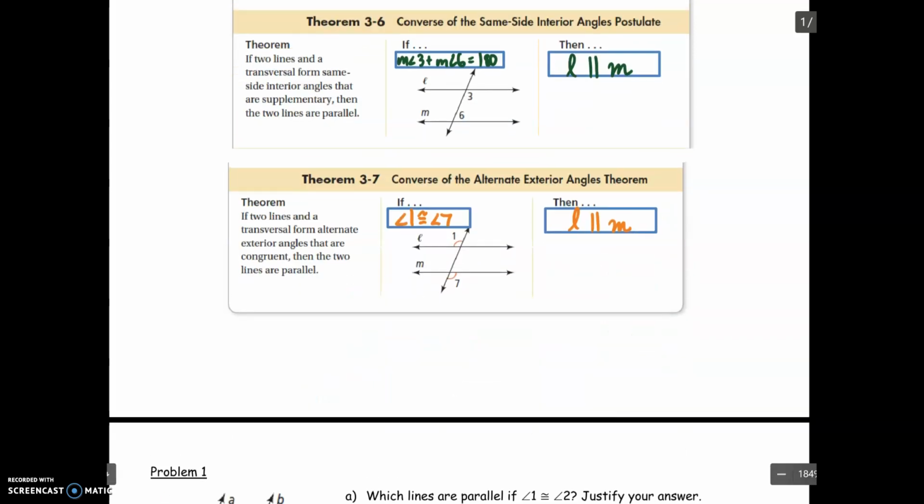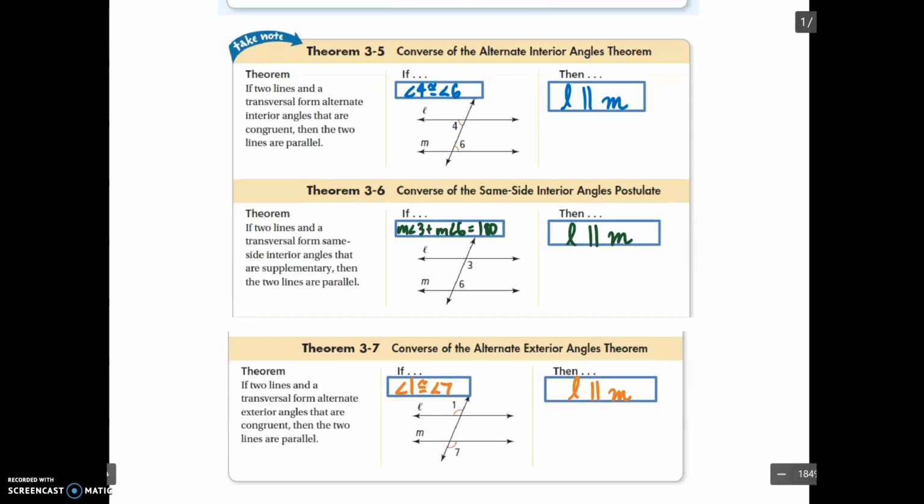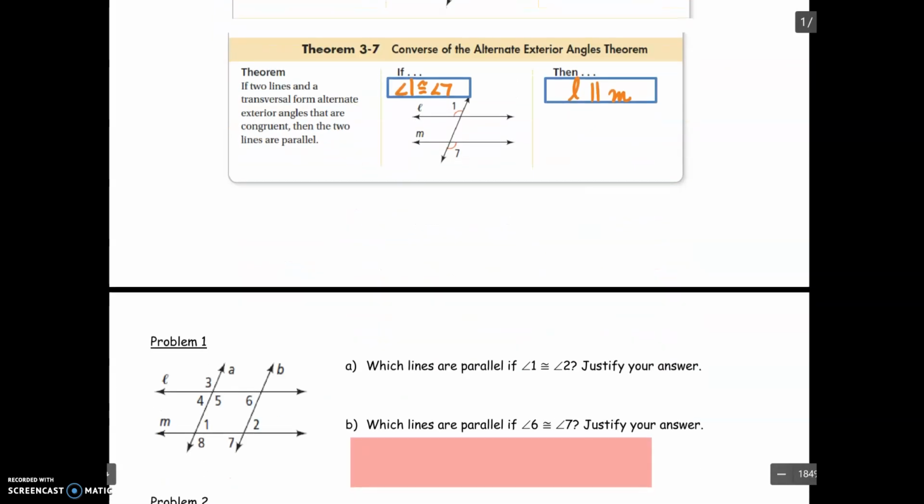And the last one that we had is, again, alternate exterior. So still alternate is crossing over our transversal. Exterior, now that we're outside those two parallel lines. Again, now that I'm just choosing the converse, I know that if these two angles are congruent, that will be proof that those two lines are parallel. So a lot of these rules we're using in the same way. Notice that the conclusions are all the same. We just want to prove that these lines are going to be parallel. We just have different options to do that depending on what angle pair we start with.